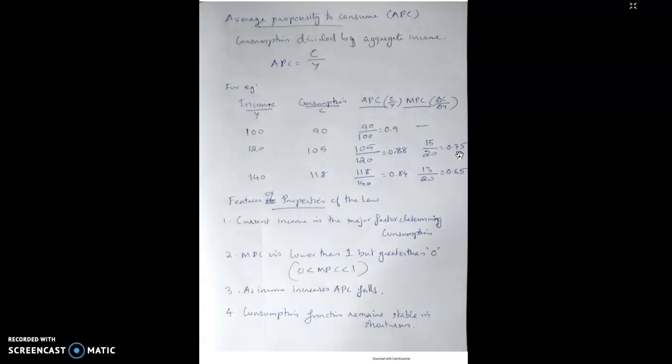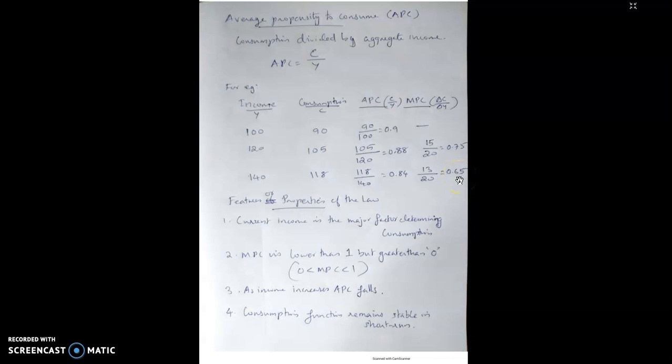That means when 1 unit of income increases, the consumer consumes 0.75, that is 75% of the income. The rest, 25%, is kept for savings. Now here also income changes in the third case by 20. What about the consumption? Consumption also increases: 118 minus 105, that is 13. Delta C is 13, delta Y is 20. That is 0.65.